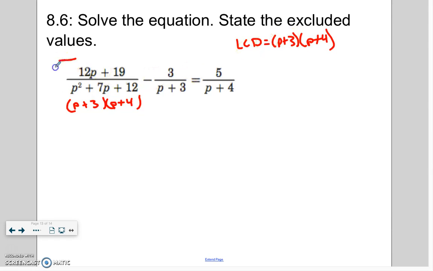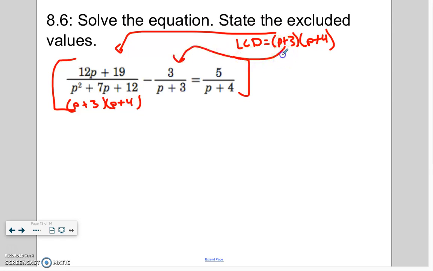So if I multiply every single thing, 1, 2, 3, noticing here p plus 4 and p plus 3 is the denominator, that ends up canceling with the LCD, so we get 12p plus 19 is the only thing left over.